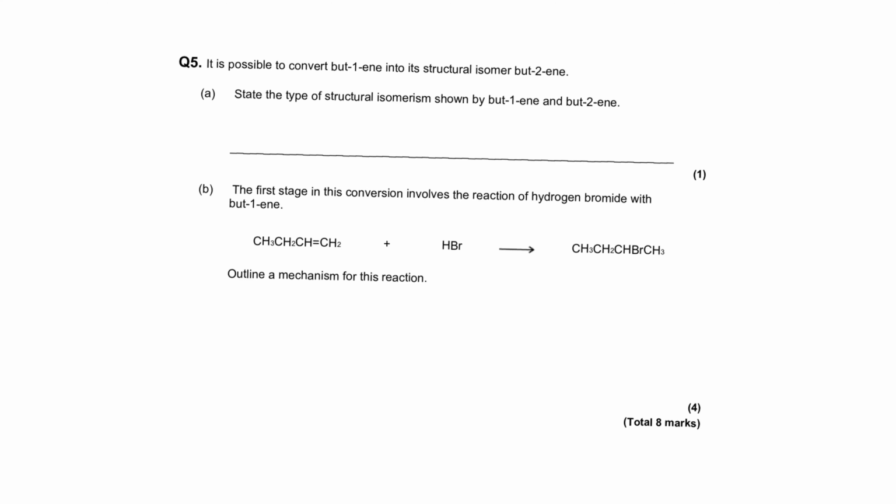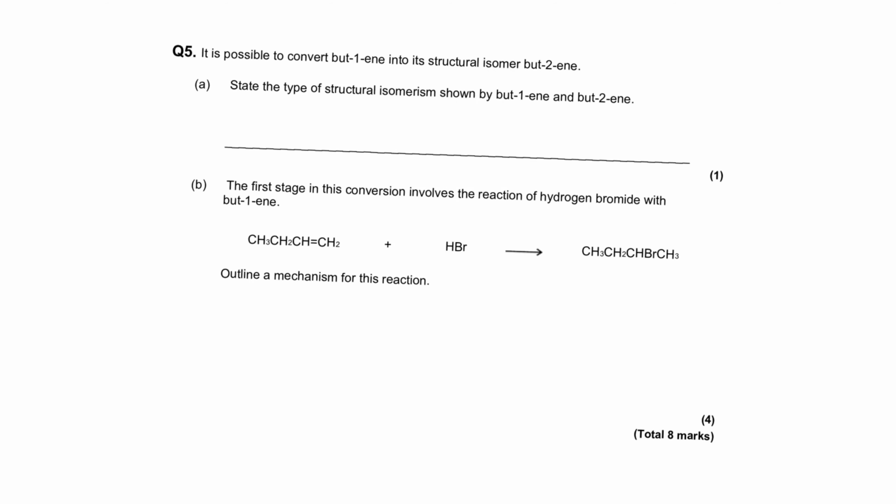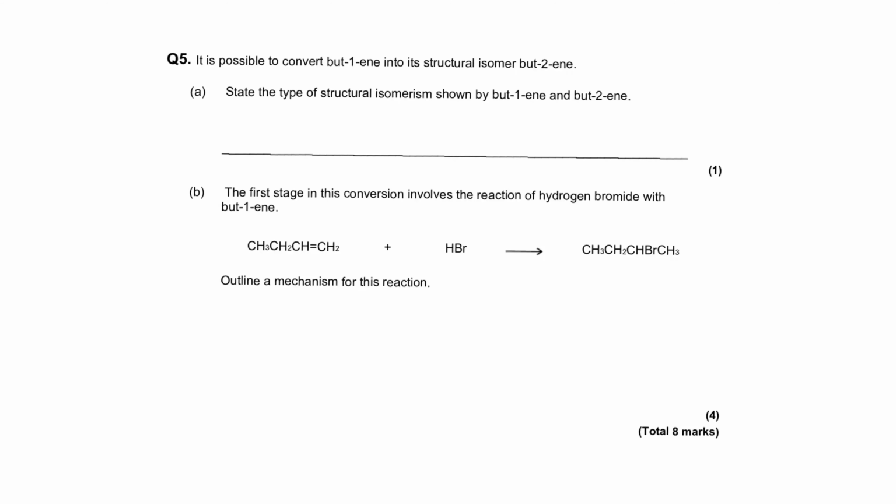Question 5. It is possible to convert butene into its structural isomer butene. State the type of structural isomer shown by butene and butene. So we've just moved the functional group from position 1 to position 2. So this is positional isomerism, because we've changed the position of the functional group.